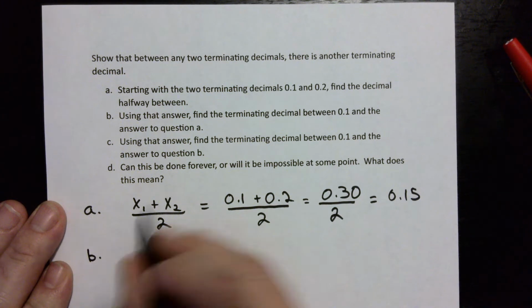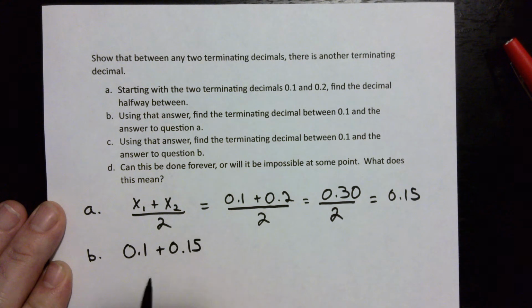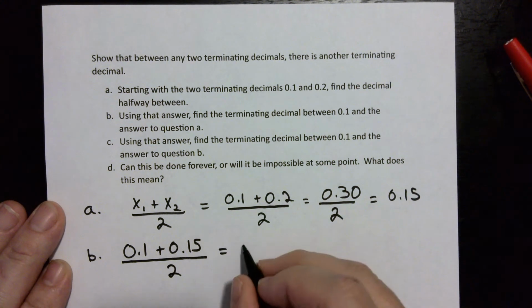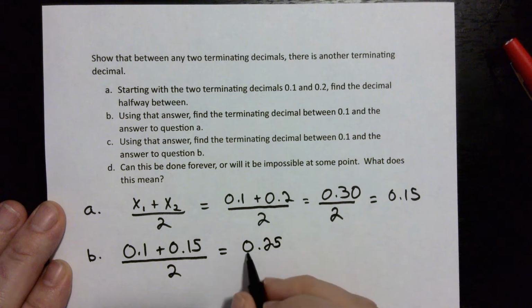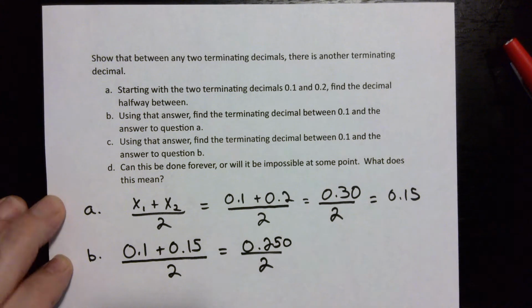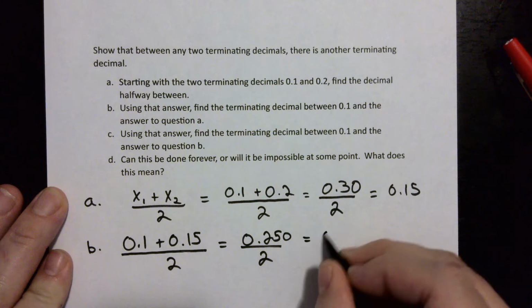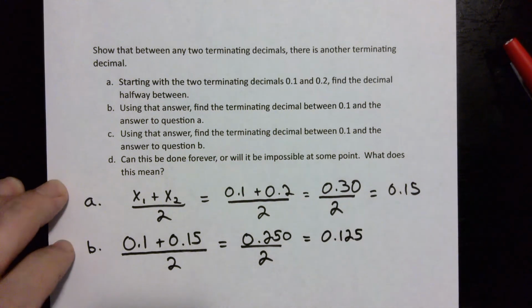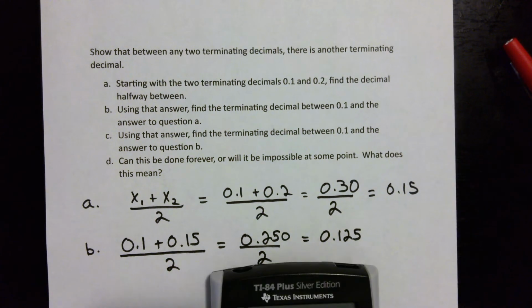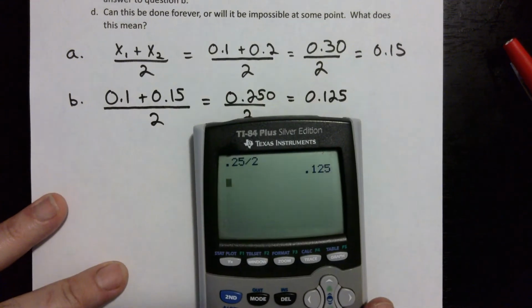We'll use the same formula. So it'll be 0.1 plus 0.15 divided by 2. So that's going to be 0.25 divided by 2. This one may be a little harder to see, but if we put a 0 on the end, we can think of it as 250, and half of 250 is 125. So 0.125 is the decimal between them, and here's the calculator to show that that is true. So 0.25 divided by 2 is 0.125. There it is. Now you can see it.